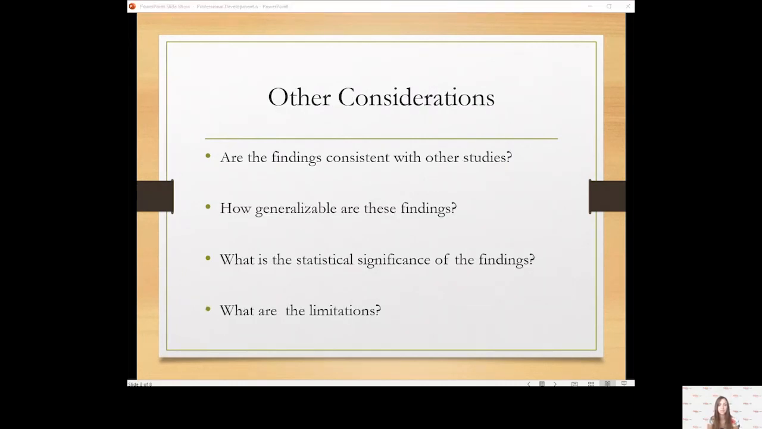Lastly, some other considerations: are the findings consistent with other studies? And if so, why is that? Is that a red flag? Are the findings generalizable? So for example, if it was a geriatric study, you may not be able to apply that to children. And look at the statistical findings of the study. Are they significant? If so, by how much? And always look at the study's limitation section.